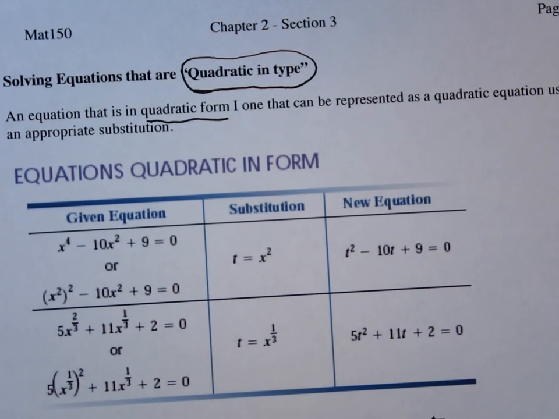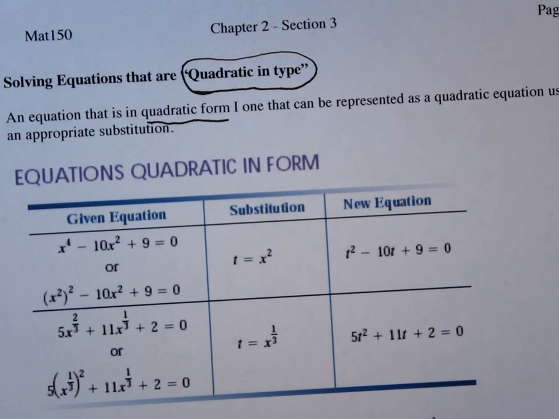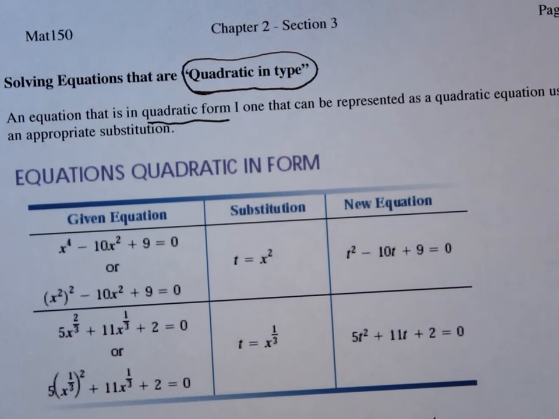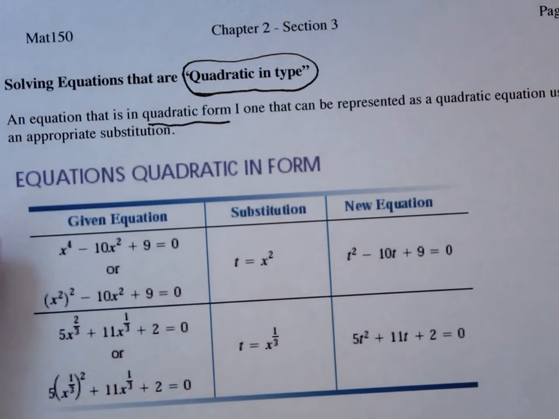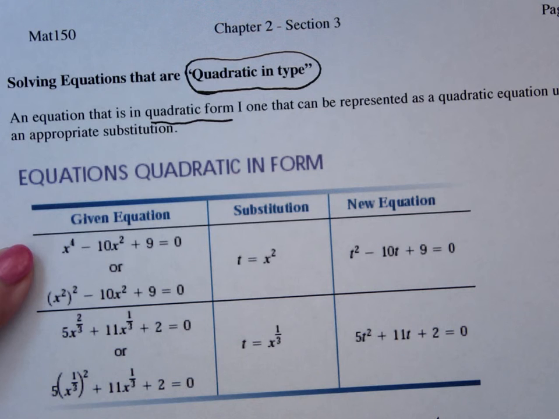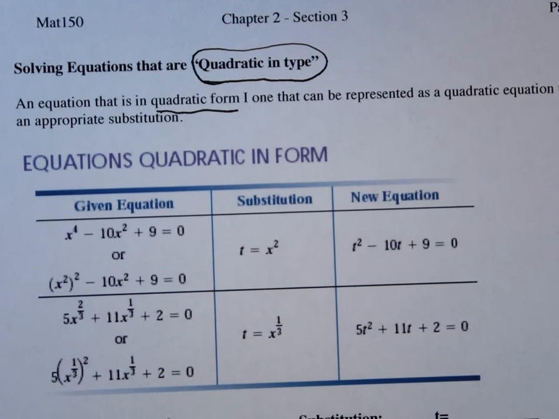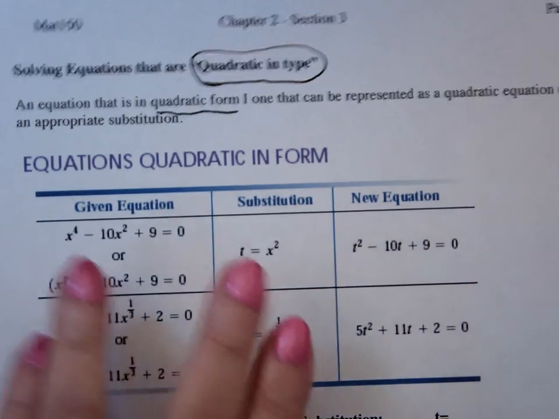And if I can make it look like a quadratic, then I could solve it using the quadratic formula, by factoring, by completing the square. I have all kinds of methods to use to solve a quadratic, where if it's a fourth degree polynomial, not so much. Or if I have fractional exponents, not so much. But what you want to look at is for a pattern. It is a trinomial. It could be a binomial. But in this instance, we're going to be working primarily with trinomials.